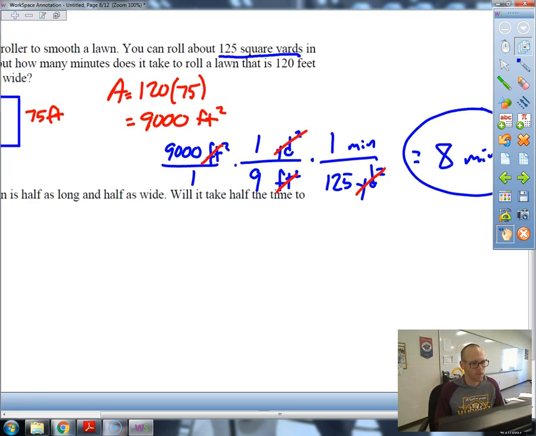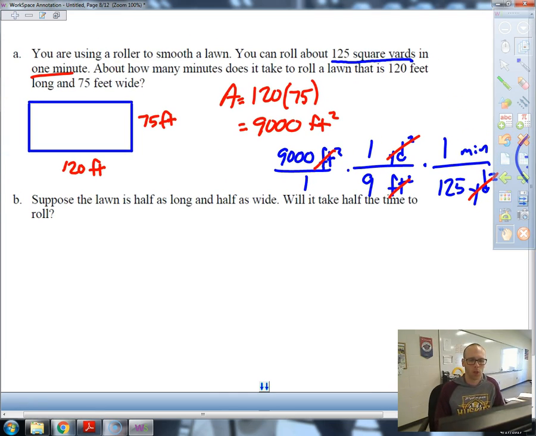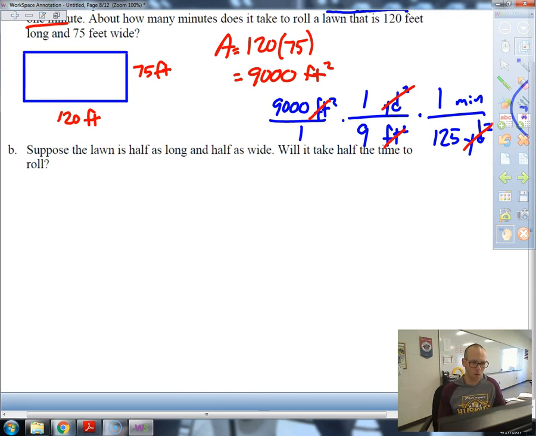Now, I do have students ask me this sometimes. Could I have just changed the feet to yards to begin with? Yes. If you wanted to change 120 feet into yards and 75 feet into yards and then find the area, that's fine. You're going to get the same thing. I just found the area with the dimensions they gave me and then converted square feet to square yards. You could convert these to yards and then find your area in square yards first. That's just fine.